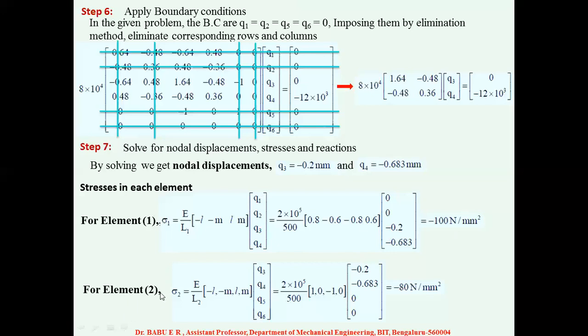Similarly for the second element, sigma 2 is E by L2 times minus L, minus M, L, M, with Q3, Q4, Q5, Q6. E is 2 into 10 to the power of 5, length is 500. So L is minus 1 and M is 0. So 1, 0, minus 1, 0 into Q3, Q4, 0, 0. Expand this, and we get minus 80 Newton per mm square.